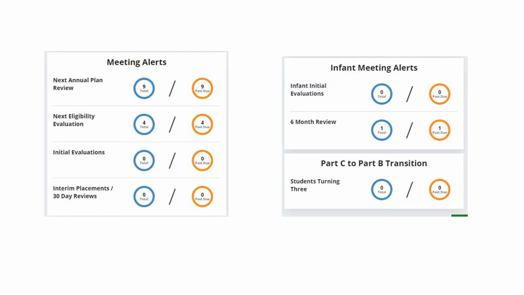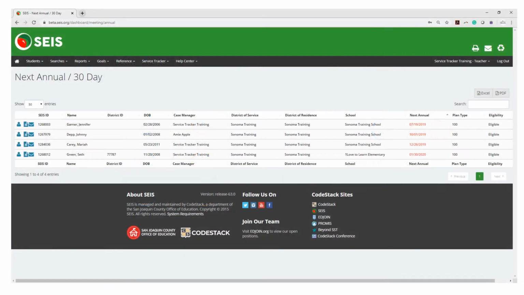By clicking on any of these categories, SEIS will redirect you to a listing of those students. You can choose to download or print the information as a PDF. It's important to note that the information is only as good as the data entry. If you're calculating dates incorrectly on the Information and Eligibility IEP form, these notifications will not be accurate.